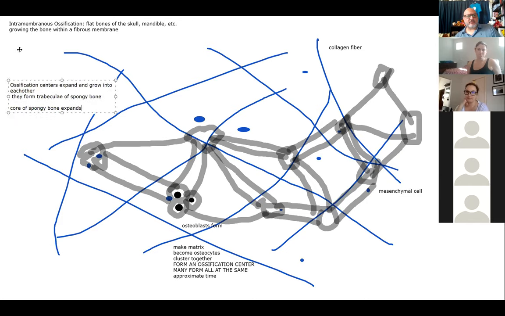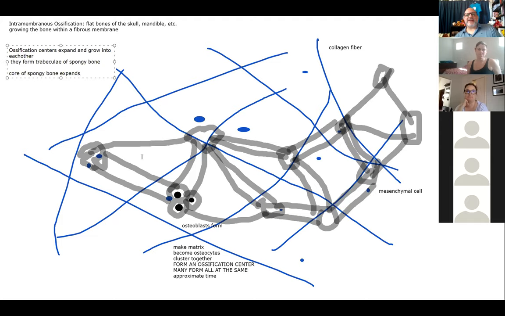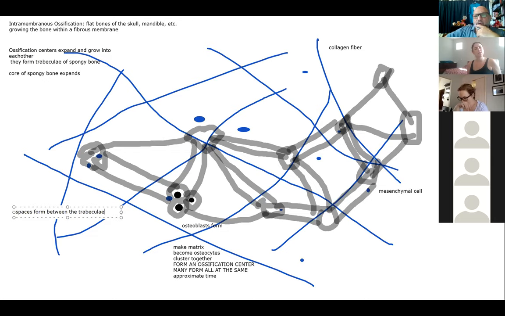Now, actually, I'm going to cheat and put this back up here. As the spaces form in between the trabeculae, so obviously there are spaces between the trabeculae, we don't like spaces. We don't like voids. We don't a lot like empty things. Life doesn't like voids. So we need to fill it with something. What would be convenient to fill the spaces within these trabeculae with? Red bone marrow.